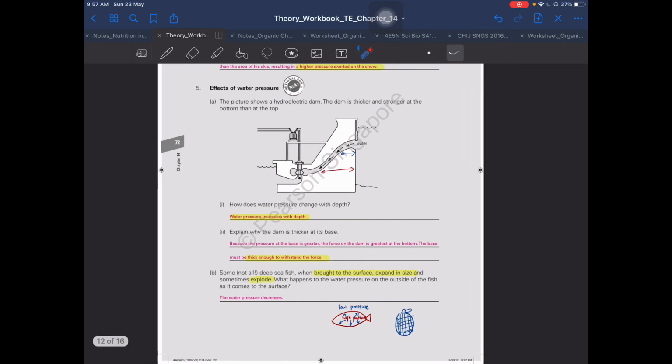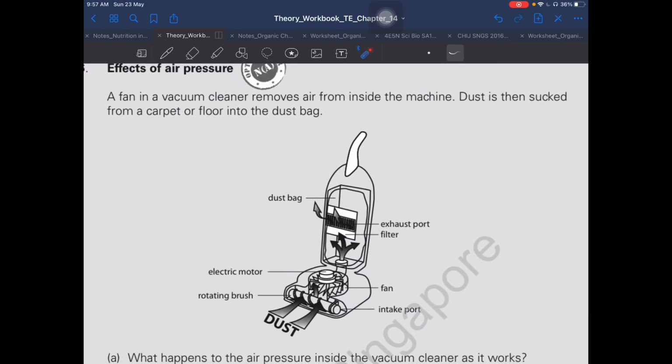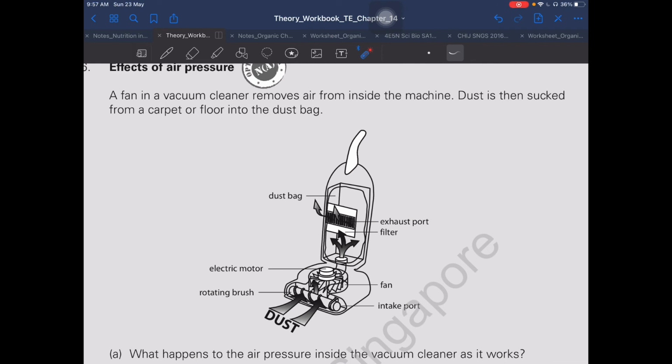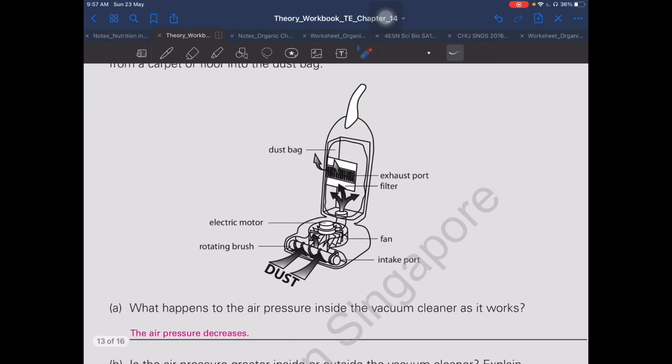Moving on to the next question. Now this question we're talking about vacuum cleaner, right? Pretty interesting, and also some interesting answers from you guys. Okay, so this is how an example of a vacuum cleaner will work. Not all vacuum cleaners work in this manner. Okay, so I think what is interesting is that most of you know that the air pressure inside the vacuum cleaner will actually get lower. But of course, we can elaborate a bit more using this diagram to find out why.